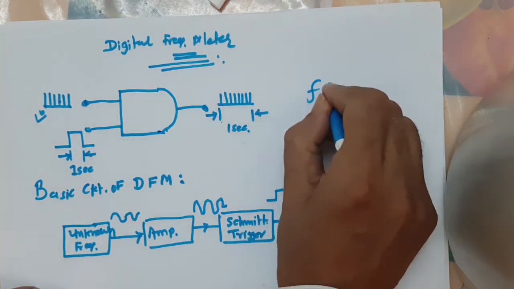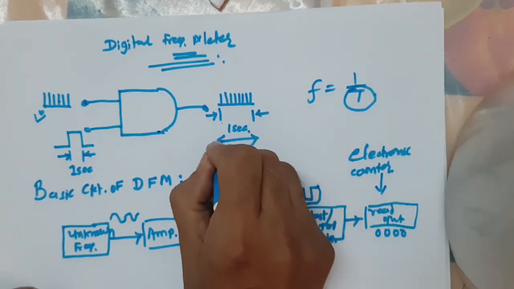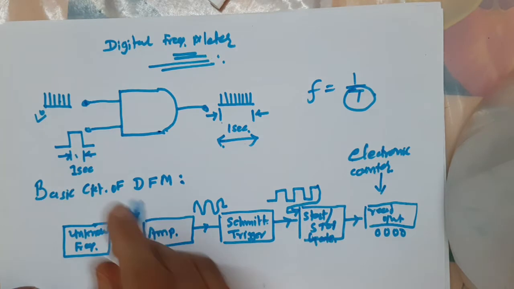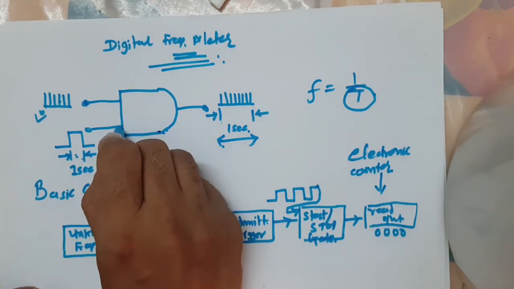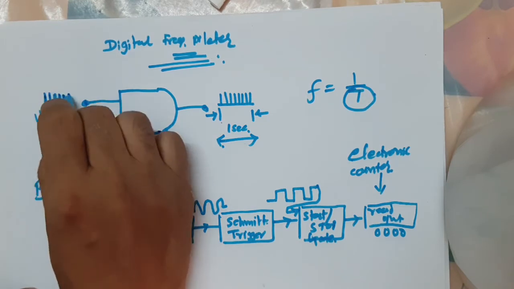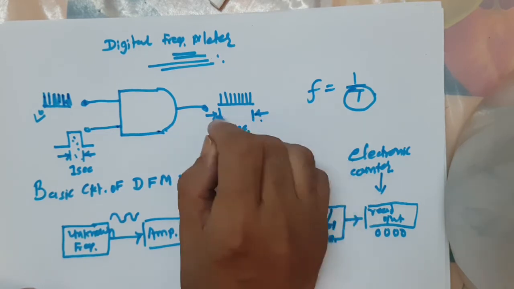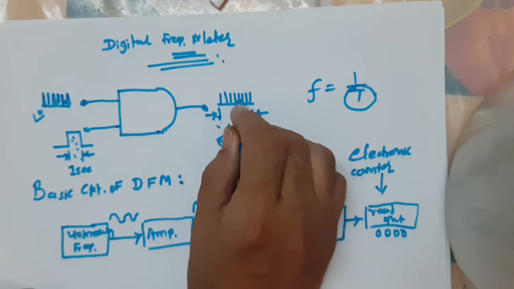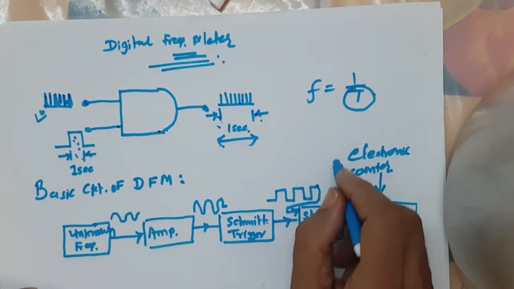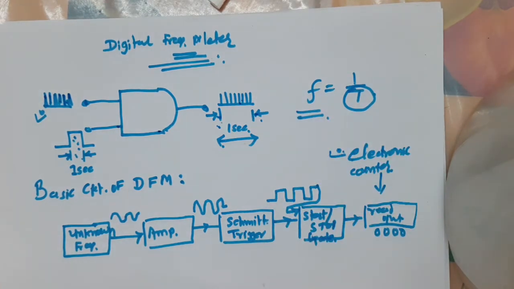So f is equal to 1 upon T. T means periodic time. We can consider this as 1 second. One terminal of the gate is high. When this pulse is coming, that means both terminals are high, and then the output is coming. So in between this high terminal, this many pulses pass. These pulses we can count with the help of the electronic counter, and we find out the unknown frequency. This is the basic principle of operation and the basic circuit of a digital frequency meter.